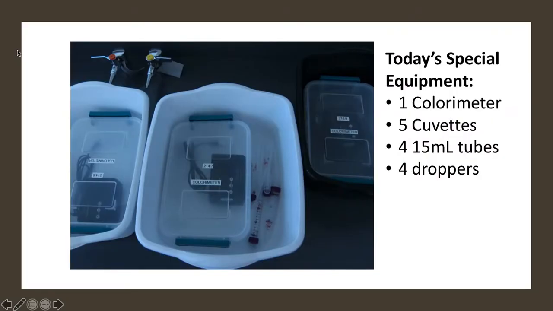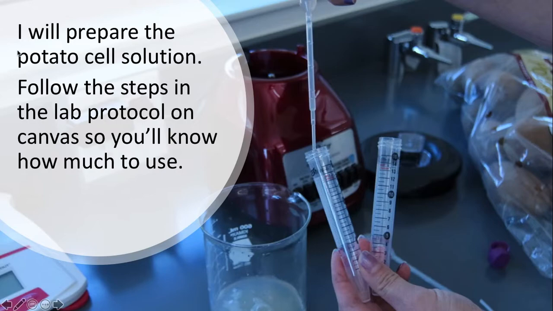So here's what we would have been using in class. Our main tool is the colorimeter, and that would help us determine our dependent variable, how much light is actually shining through something. We have little cuvettes that the liquid will go into that goes into the colorimeter, and then tubes and droppers that you would have been using. While you're setting up, I would have been preparing this potato solution for you as you're getting ready for the lab.